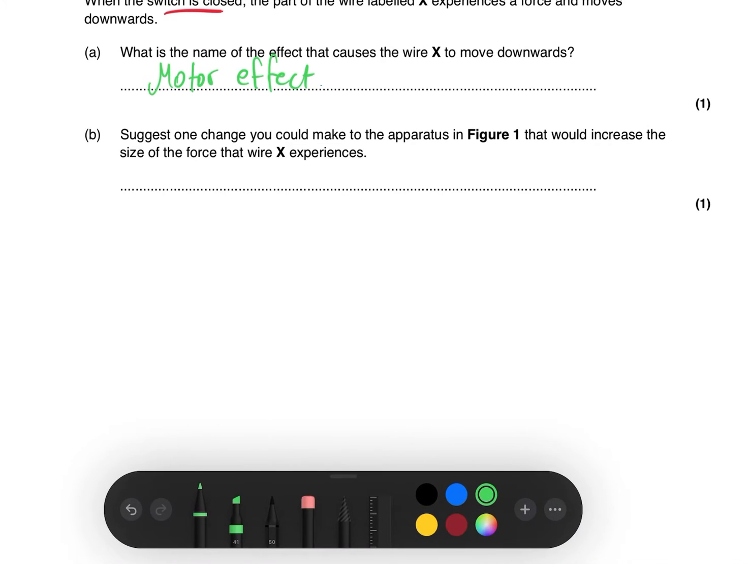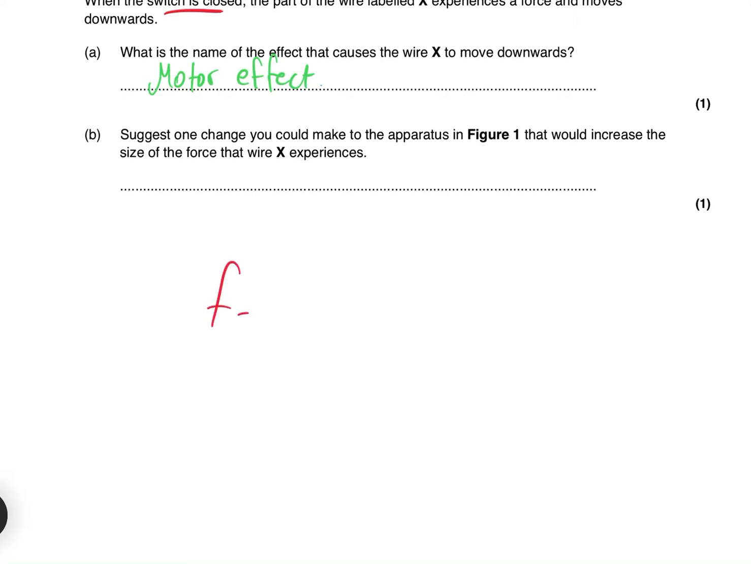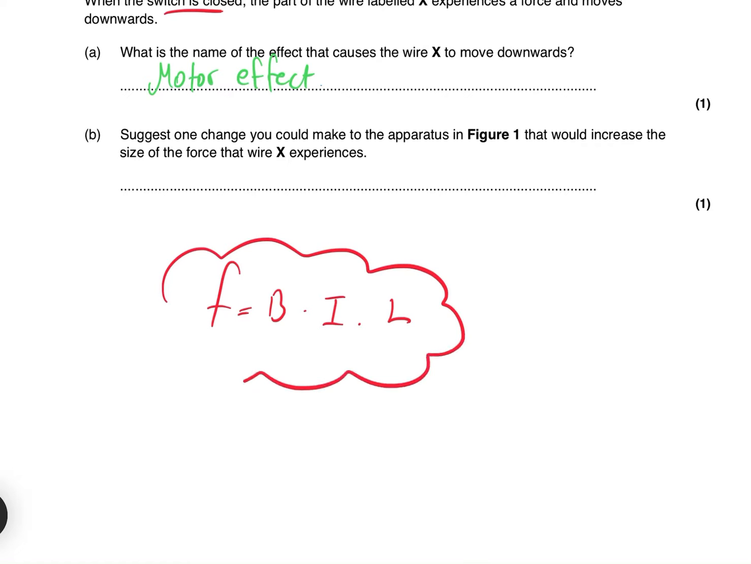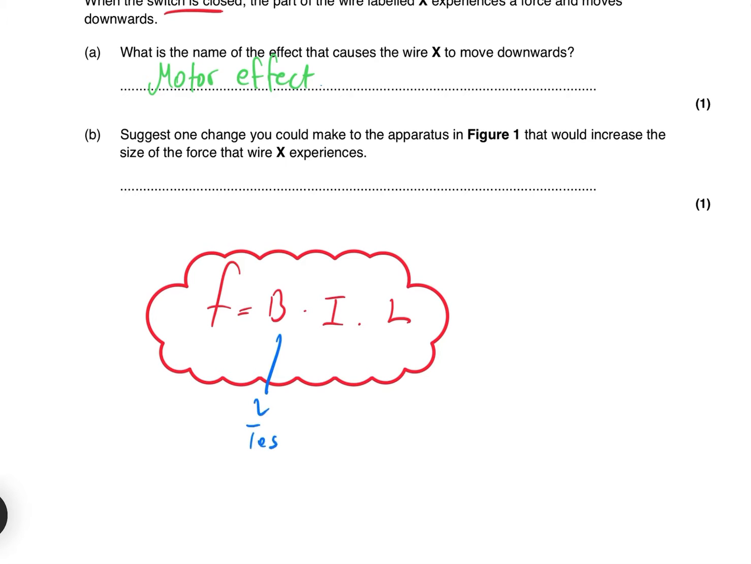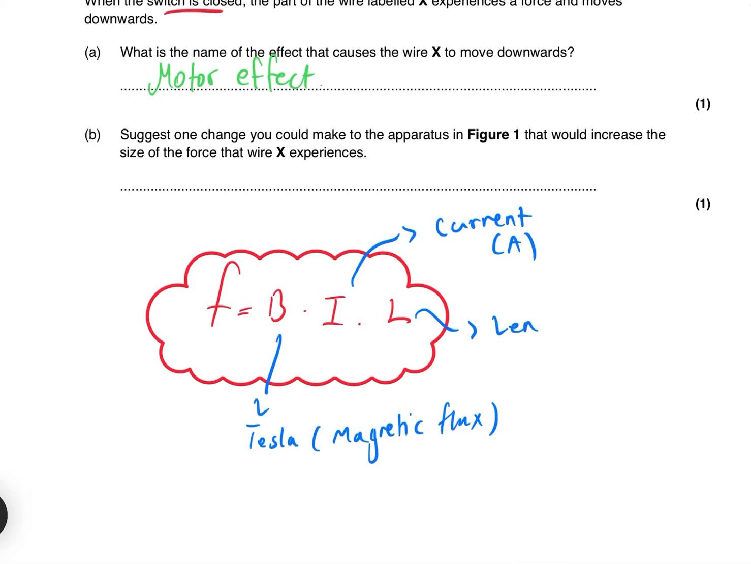Now, we know that the size of this force is calculated from B, which is the magnetic flux intensity, multiplied by the current, multiplied by the length. So, essentially, force is equal to BIL, where B is measured in Teslas. It's the magnetic flux intensity. I is obviously the current, which is measured in amperes, and L is the length of the wire, which is measured in meters. And force is obviously measured in newtons.